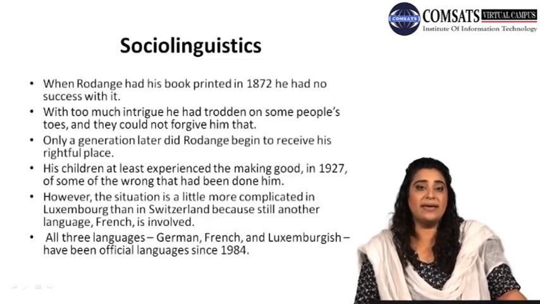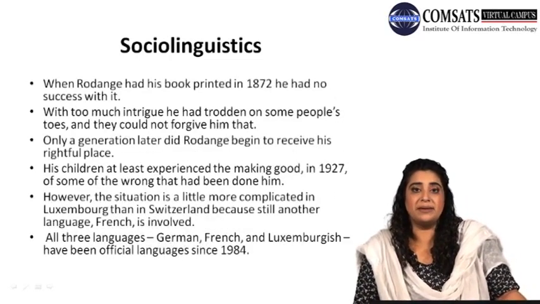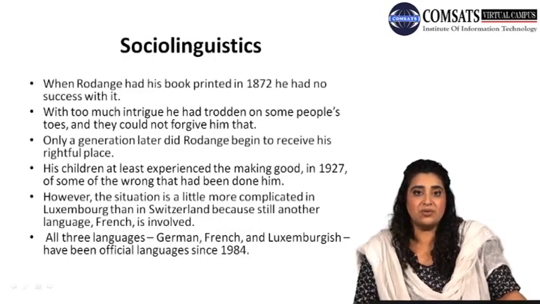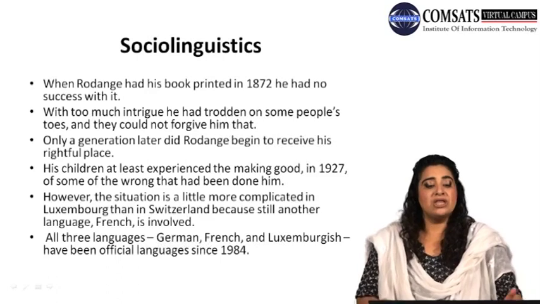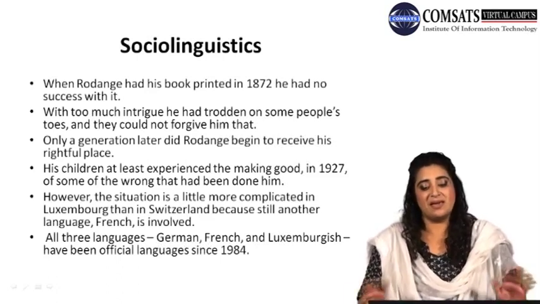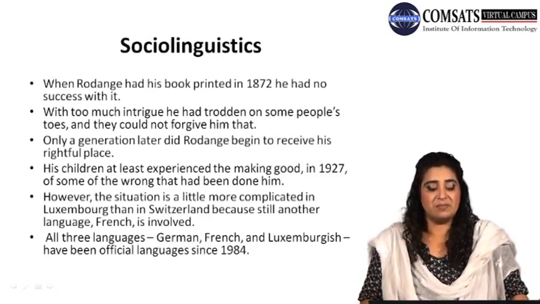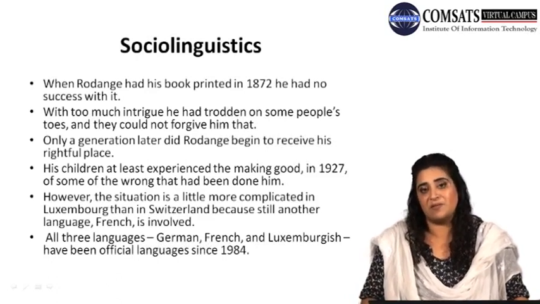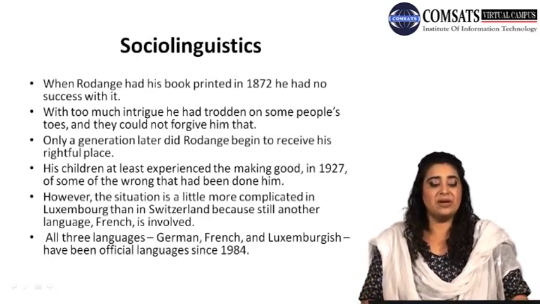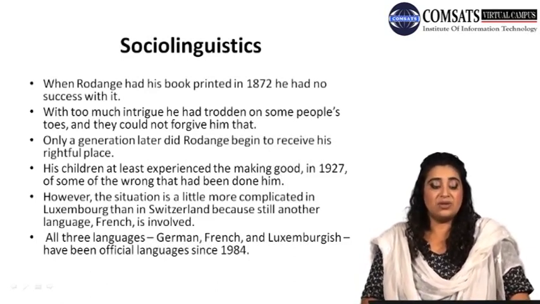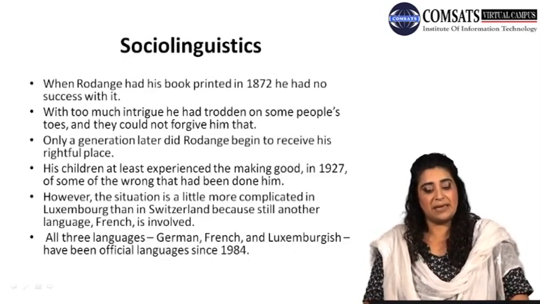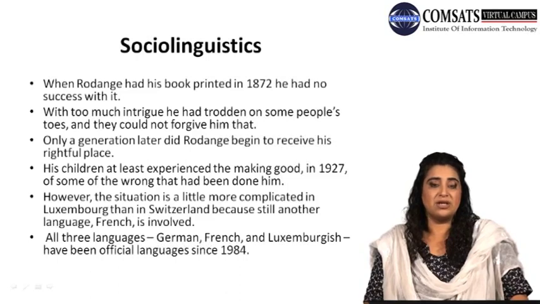So, when Rodin had his book printed in 1872, he had no success with it. With too much intrigue, he had trodden on some people's toes. That means he displeased some people, and they could not forgive him for that. So only a generation later did Rodin begin to receive his rightful place. His children, at least, experienced the making good in 1927 of some of the wrong that had been done to him.